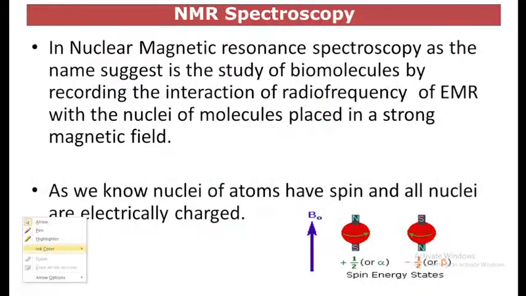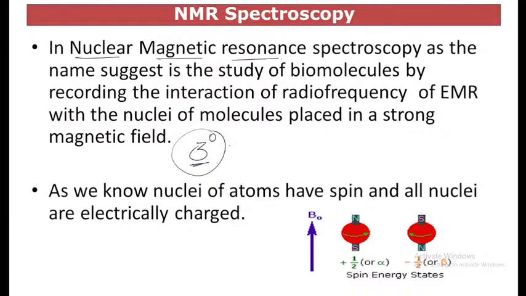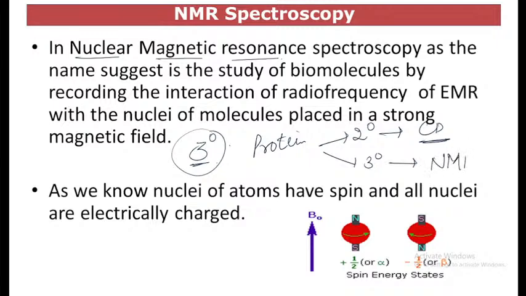Next we have NMR spectroscopy, that is nuclear magnetic resonance. So it is used for what? It is used for the tertiary structure of the protein. So please remember that for proteins we have either the secondary structure or the tertiary structure. For secondary structure analysis we use circular dichroism, and for the tertiary structure NMR, that is nuclear magnetic resonance spectroscopy, is used.